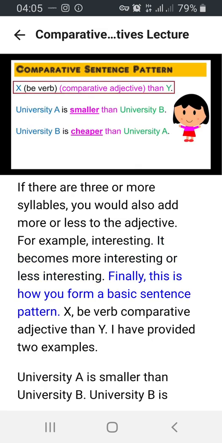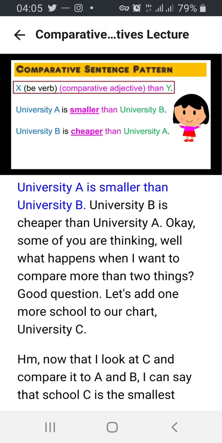Finally, this is how you form a basic sentence pattern. X, be verb, comparative adjective, then Y. I have provided two examples. University A is smaller than University B. University B is cheaper than University A.